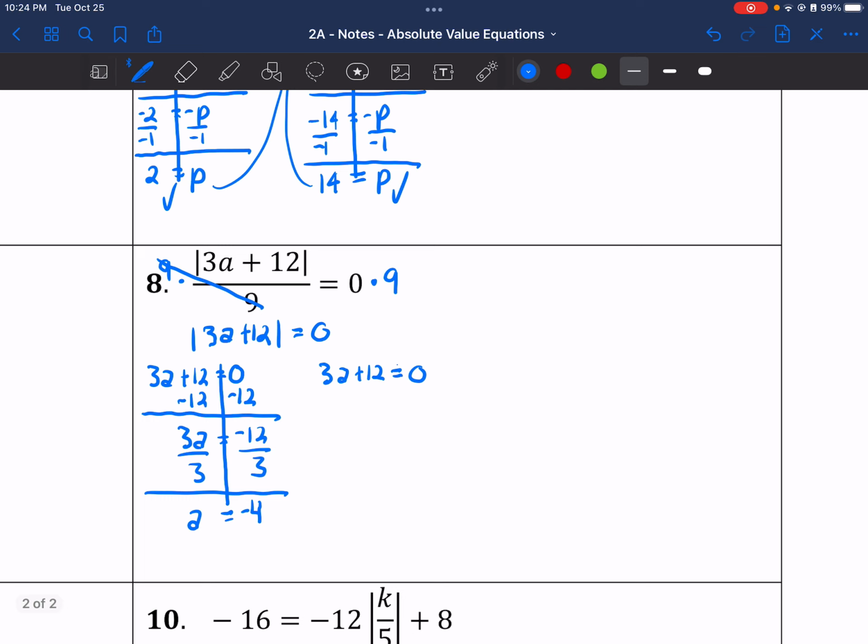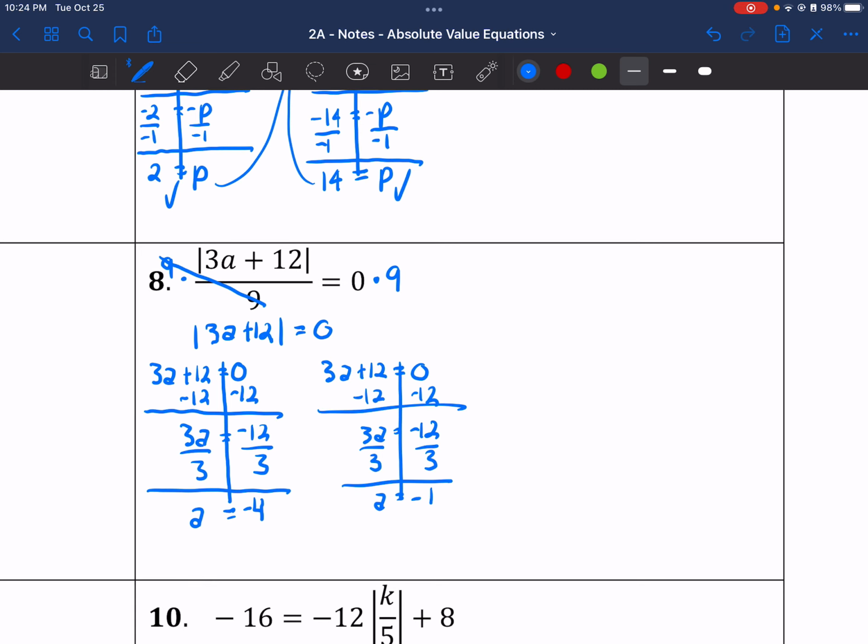Same thing over here. Since it's the exact same equation, we're going to do the exact same thing. And we get a is equal to negative 4 as well. Oops, not negative 14. Negative 4. You see that a is equal to negative 4 on both sides, on the positive and the negative side. So that means we're only going to end up with one solution. We're only going to end up with the solution a is equal to negative 4.